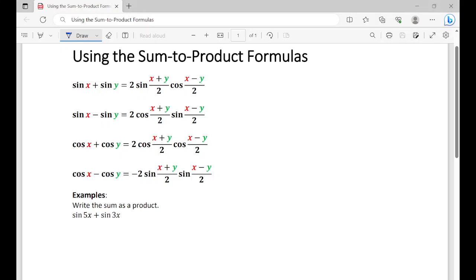In this video, I'm going to go over a few examples using the sum to product formulas. These four formulas right here. And when using these four formulas, you need to be aware that the first three have a positive coefficient, while the fourth one here has a negative to start off with. So be mindful of that difference when it comes to these four.